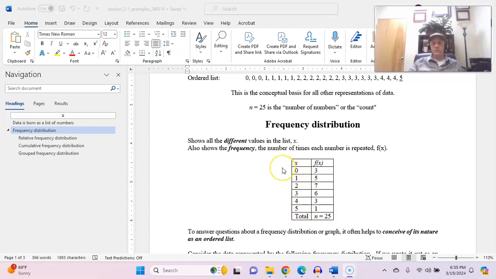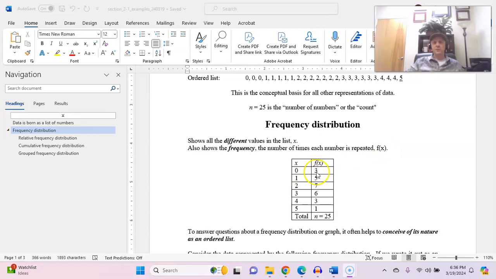And again, we always remember what these represent. X in this case represents number of children. Okay, and then the frequency distribution will also count these repetitions. So it shows what we call the frequency, which is the number of times that each number is repeated. And we usually call this f of x. F stands for frequency, and it also reminds us of an algebraic function, which is usually on the vertical axis on a graph. So all that is going to be mirrored in this case.